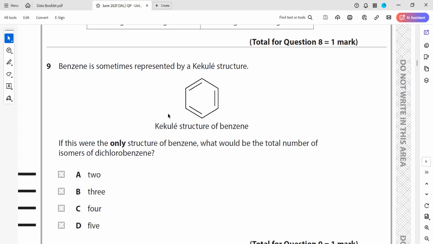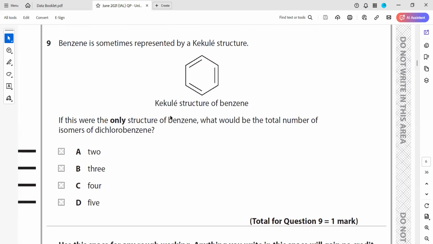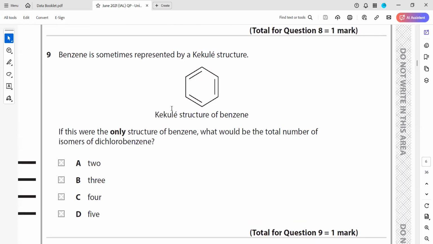Benzene is sometimes represented by a Kekulé structure. If this were the only structure of benzene, what would be the total number of isomers of a dichlorobenzene? How many isomers could be formed? Dichlorobenzene means two chlorines are attached.